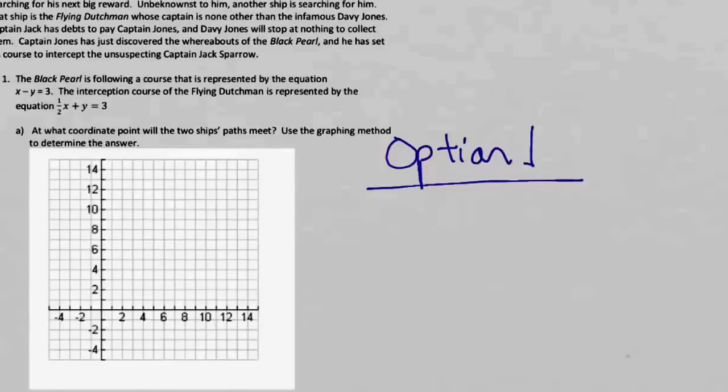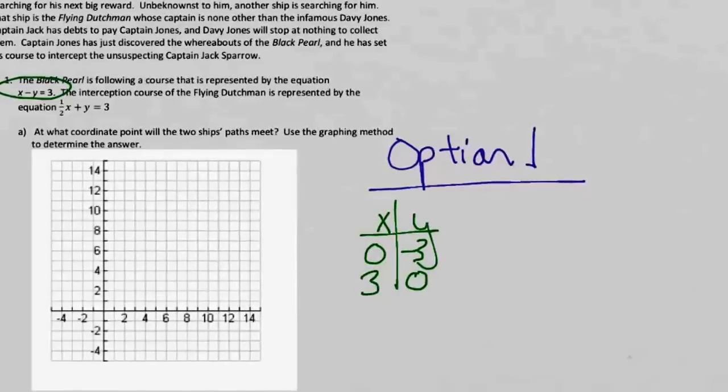For this one right here, I have the XY chart. If x is 0, then I'm going to cover up the x, and I'm going to find that negative y is equal to 3, or y is equal to negative 3. And the other one, if y is 0, I'm going to cover up the y, and then x is equal to 3.